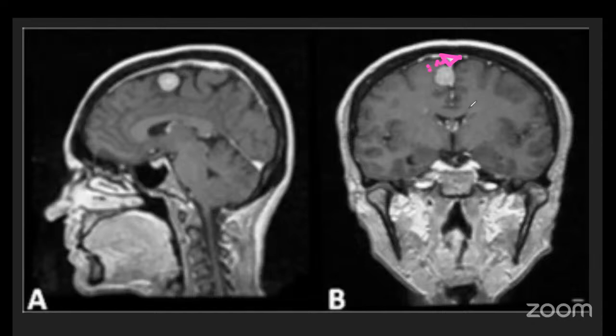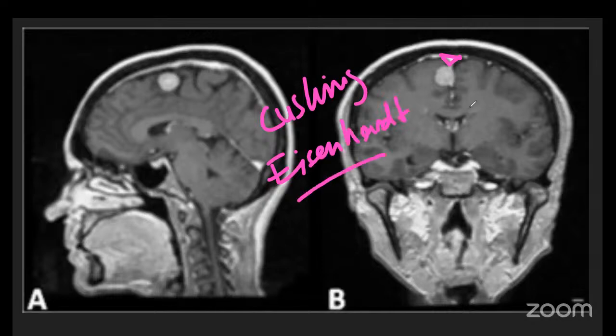And the first classification for falcine meningioma was given by Cushing and Eisenhardt, and they initially proposed that this space should be free. I have forgotten the particular term they used for it, but this space should be free and the superior sagittal sinus should be free.